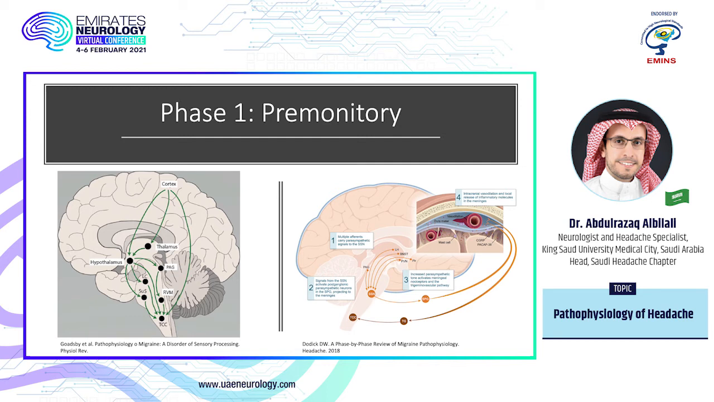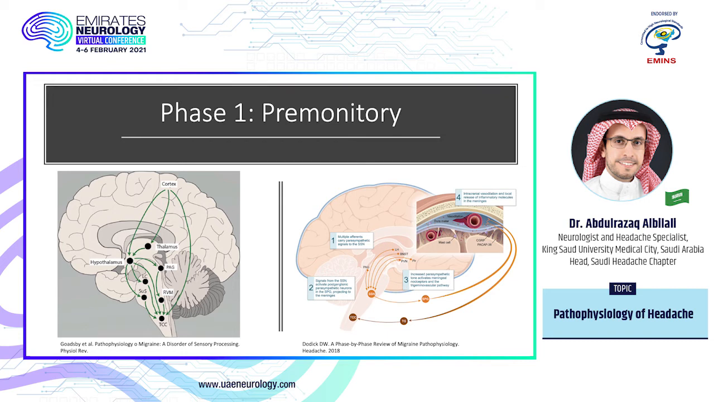As you see in these 2 figures, there are 2 processes that are believed to be involved in the pathophysiology of the premonitory phase. The first one is the activation of the meningeal nociceptors by increased parasympathetic activity, as you see on the right figure. And the second one is through the modulation of nociceptive signals from the brainstem as well as the thalamus to the cortex, as we discussed in the previous slide. This modulation facilitates pain and reduces pain inhibition.